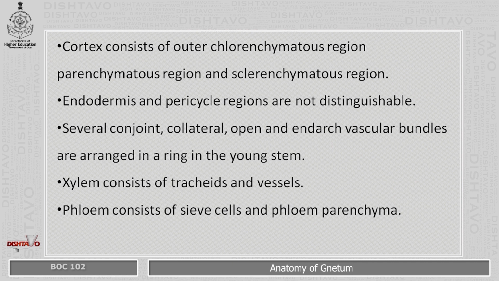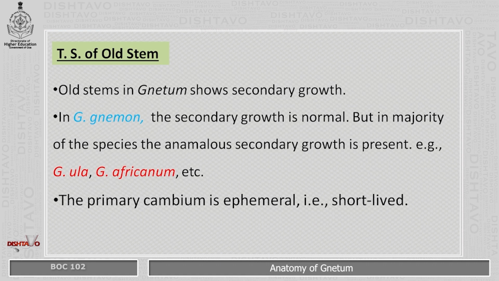Xylem consists of tracheids and vessels which help in transportation of water. Then phloem consists of sieve cells and phloem parenchyma which help in conduction of food and mineral nutrients. Next is T.S. of old stem. So here the old stem in T.S. shows secondary growth, which is in contrast with the young stem.